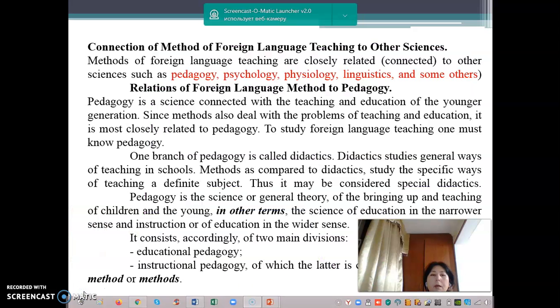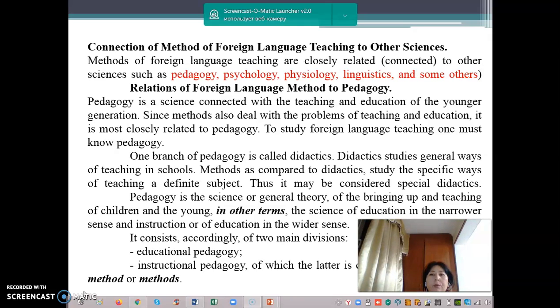In this slide, I'm going to talk about connections of methods of foreign language teaching to other sciences. Methods of foreign language teaching are closely related to other sciences such as pedagogy, psychology, physiology, linguistics, and some others. Relation of foreign language methods to pedagogy. Pedagogy is a science connected with the teaching and education of the younger generation. Since methods also deal with the problems of teaching and education, it's most closely related to pedagogy.